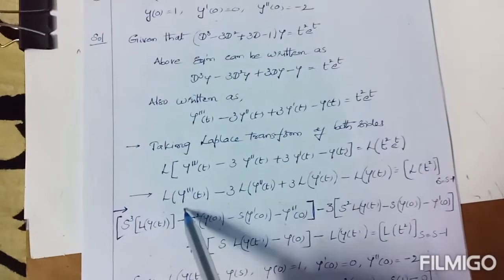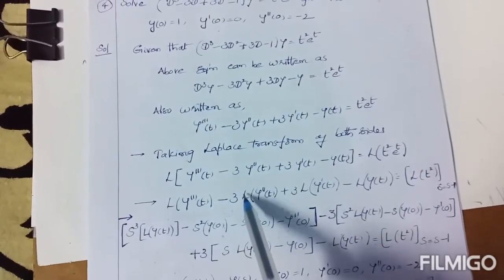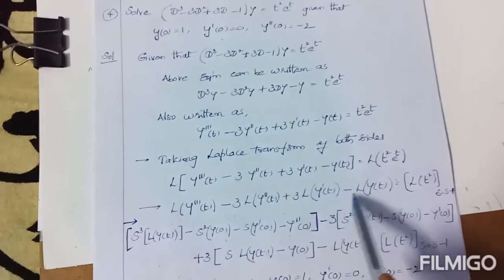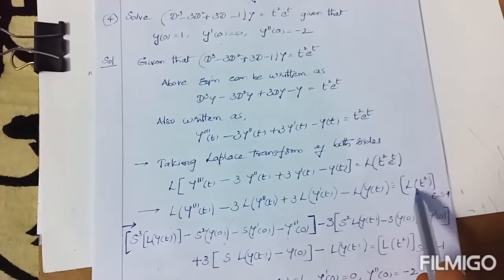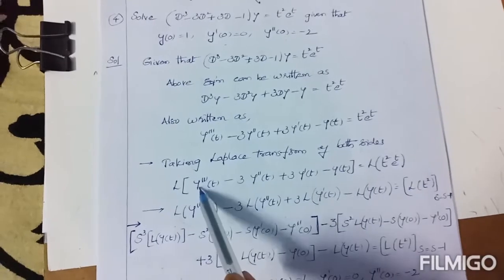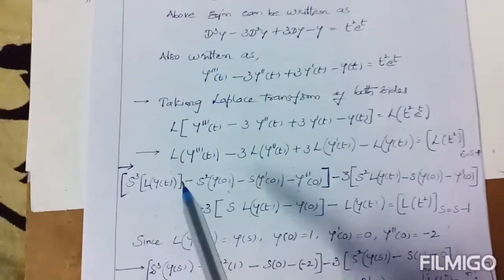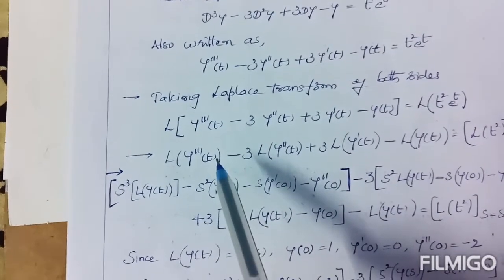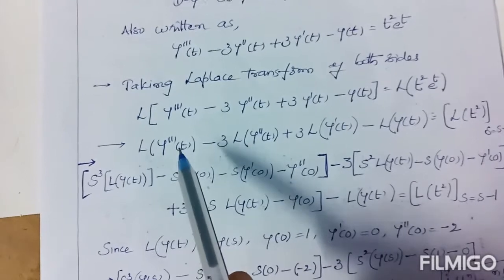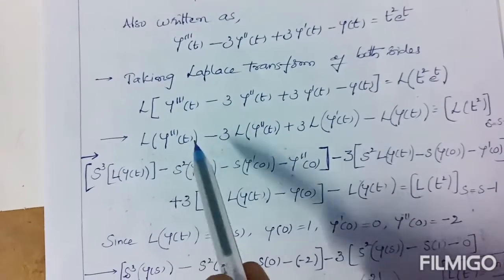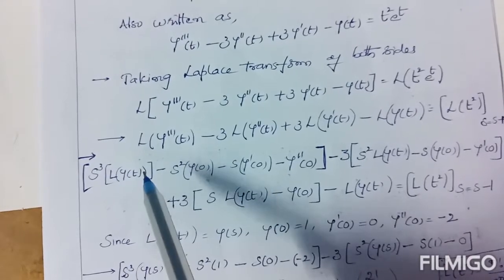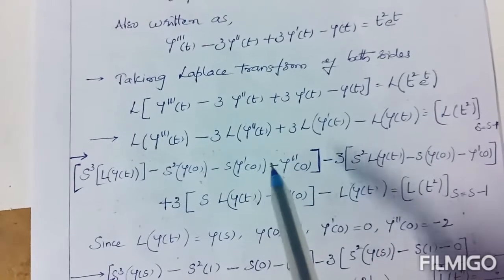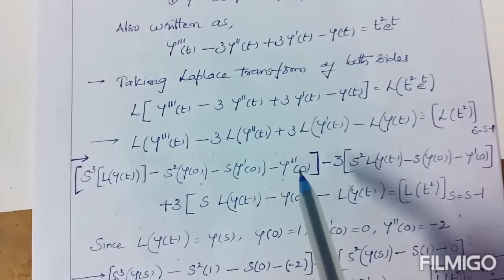After that, L of y triple dash of t minus 3 into L of y double dash of t plus 3 into L of y dash of t minus L of y of t, and L of t square with s equal to s minus 1. L is operated on each and every term. Now L of y triple dash of t value is, according to the Laplace transform formula, s cube L of y of t minus s square y of 0 minus s into y dash of 0 minus y double dash of 0.